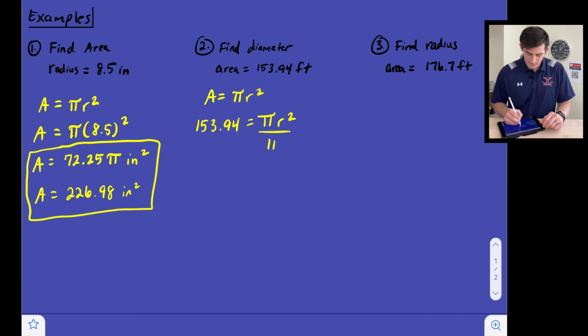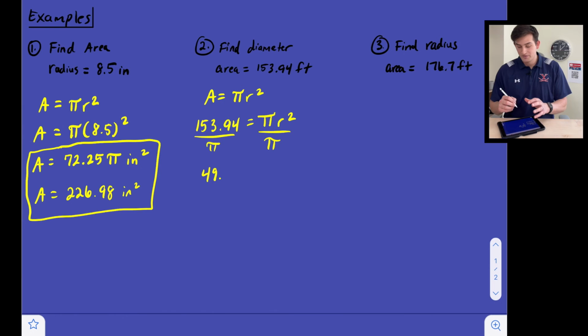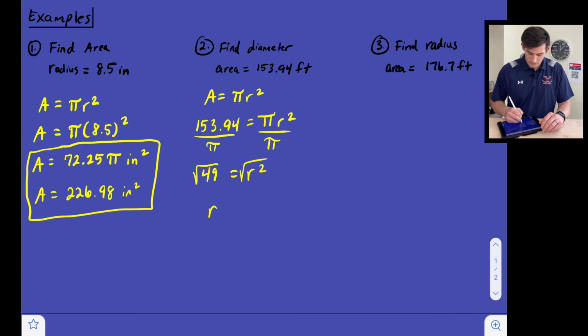So I'm going to divide both sides by pi. In my calculator, 153.94 divided by pi gives me 49.00006. So we're just going to call it 49. It's very, very close to 49, which is great because now that's equal to r squared. And so we can take the square root of both sides and we get r is equal to 7. Now we know when we introduce the square root that it's actually positive and negative 7, but since we're talking about a length here, we're only going to stick with that positive answer. So since the radius is 7, the diameter will be 7 times 2, so 14, and it is in feet.